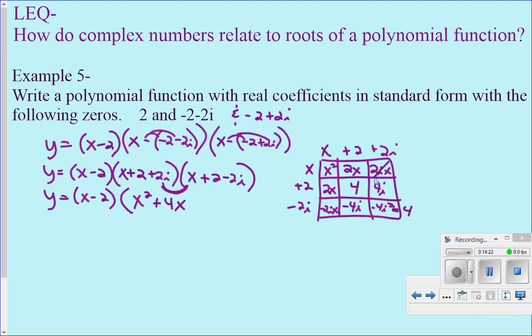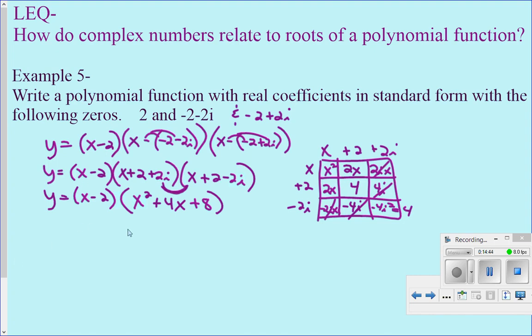The 2ix and the negative 2ix cancel out. The negative 4i and the 4i cancel out. And then I have the 4 from the negative 4i squared, and I have the 4. So I'm going to combine the 4 and the 4, and that's going to give me 8. So that's what I have from multiplying x plus 2 plus 2i times x plus 2 minus 2i. I get x squared plus 4x plus 8.